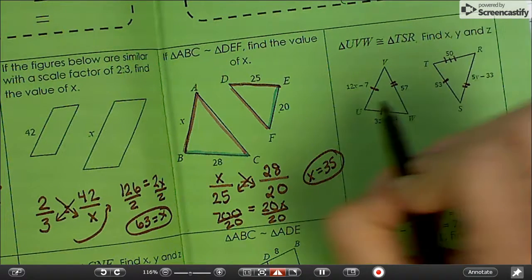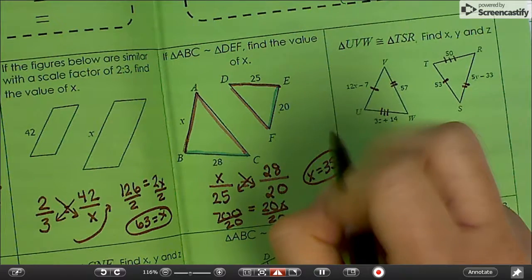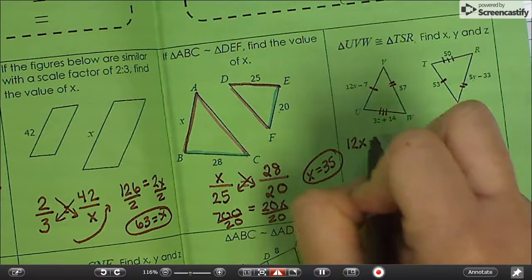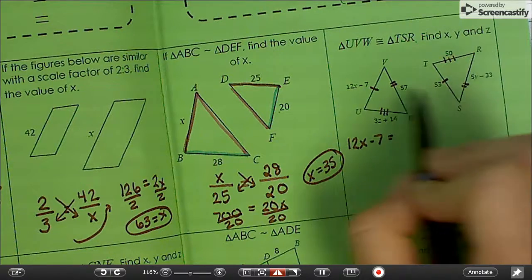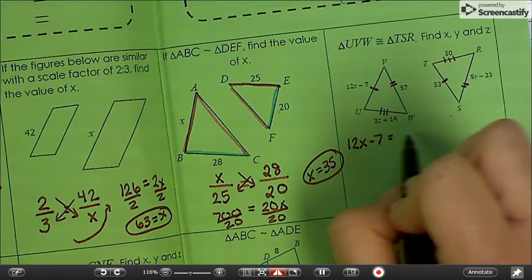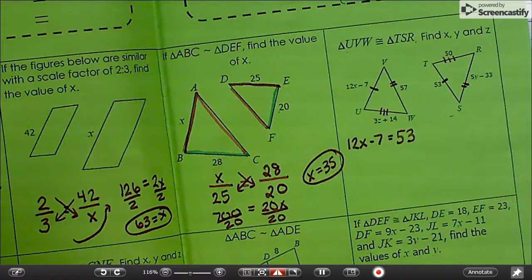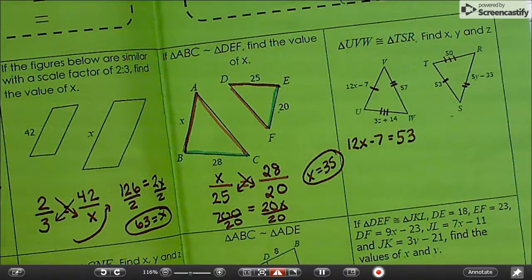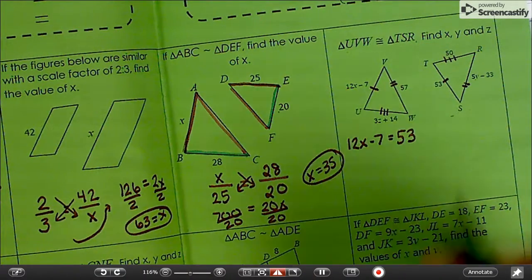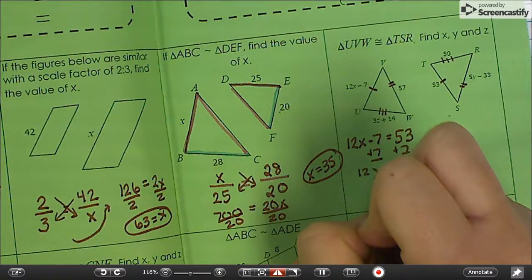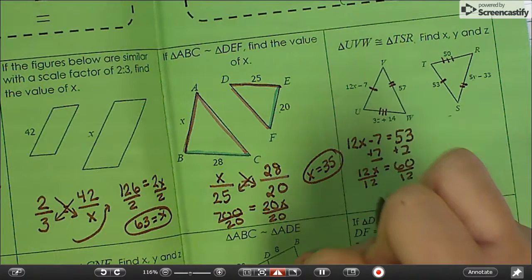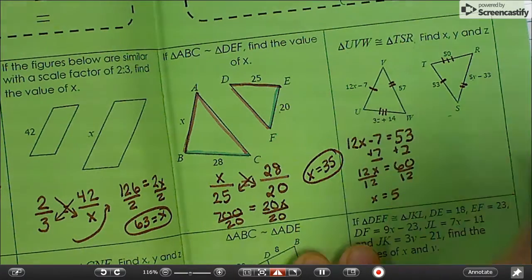So here's x over here, so we can do 12x minus 7, and we need to look over at the other triangle for the corresponding part. We marked them both with 1, so 12x minus 7 equals 53. That will give us x. And then we need to solve that. 12x equals 60. And this part is just algebra, which you guys should be good at this point.